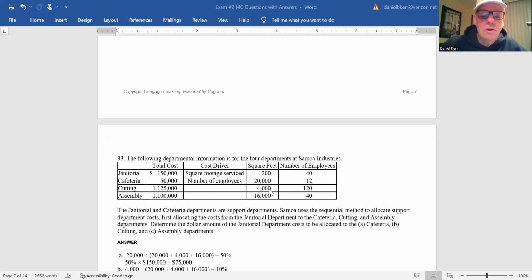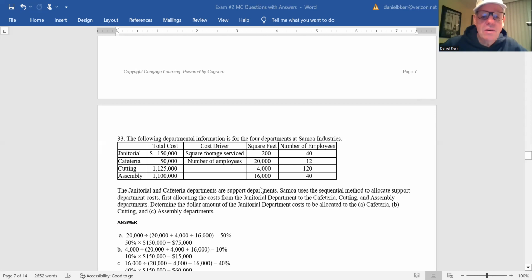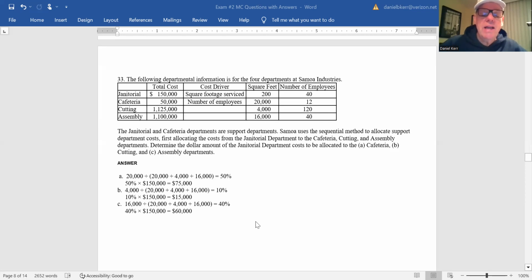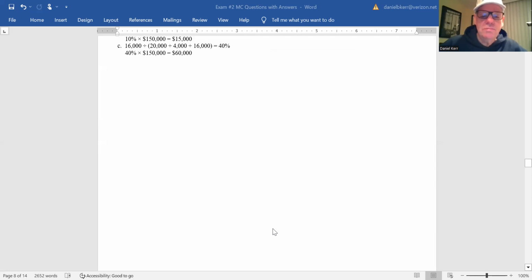So you work through it. The cafeteria has 20,000 square feet, the cutting department has 4,000 square feet, and assembly has 16,000 square feet. Therefore 50% goes to cafeteria, and for the cutting department that works out to be 10%, and the assembly department ends up being 40%. So there's your allocation: 75, 15, and 60. Sequential method, and allocate janitorial costs on the basis of square footage.